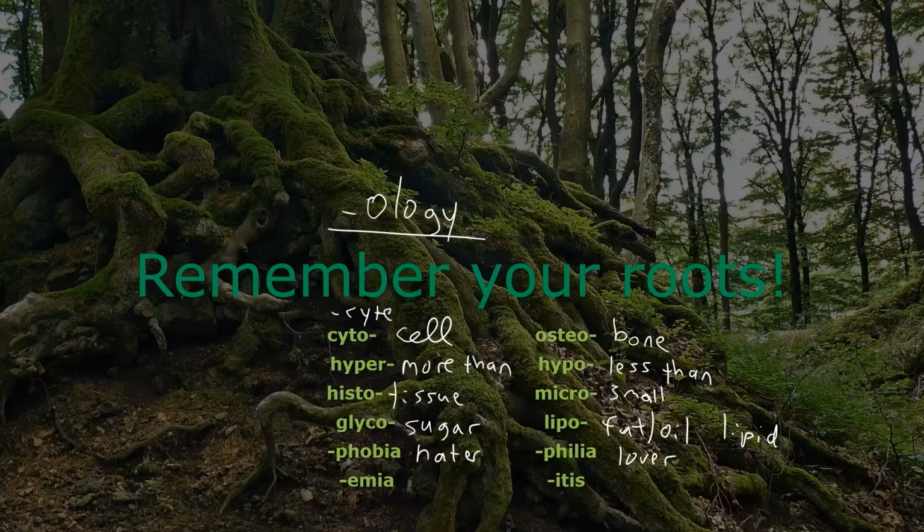How about two more? Emia, a nice good root word meaning blood. Itis, a very common term, doesn't mean disease. It refers to a very specific tissue response when it gets damaged. We say the tissue is inflamed, so we say inflammation, when tissue becomes damaged. You might even see the root word hemo for blood. That's the prefix for blood, hemo. Emia is almost like hemia, but the H is gone.